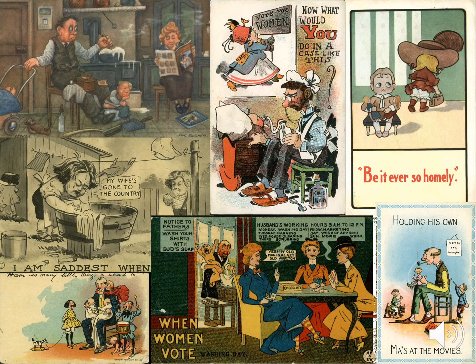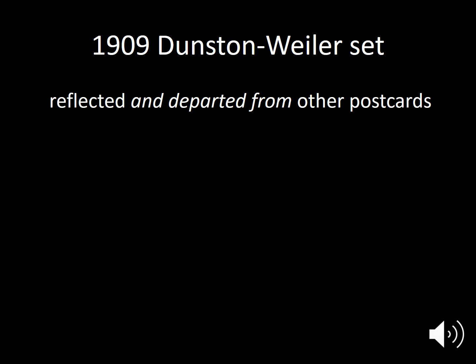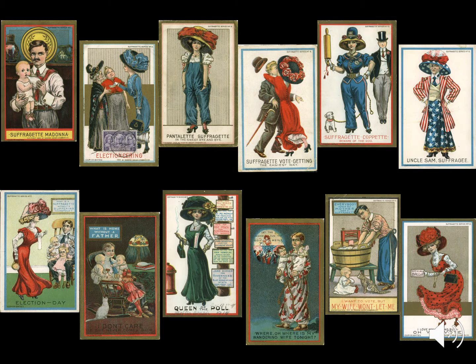Now, with that as a broad overview of how images were circulating in postcards at the turn of the last century, I want to dive a little deeper into one particular set. In 1909, the Dunstan-Weiler Company produced a fascinating set of postcards. A 12 postcard set in 1909 that is just visually incredibly powerful, stunningly drawn, beautifully illustrated. And what's so fascinating for me about this set is that it both reflected some of the dominant verbal and visual arguments about women, but it also departed from them in some interesting ways. And then it also offers a really interesting look at the effect of the vote on men. So I'll do a really quick overview of all the cards in the set and then spend a little bit of time analyzing a few of the specific ones.